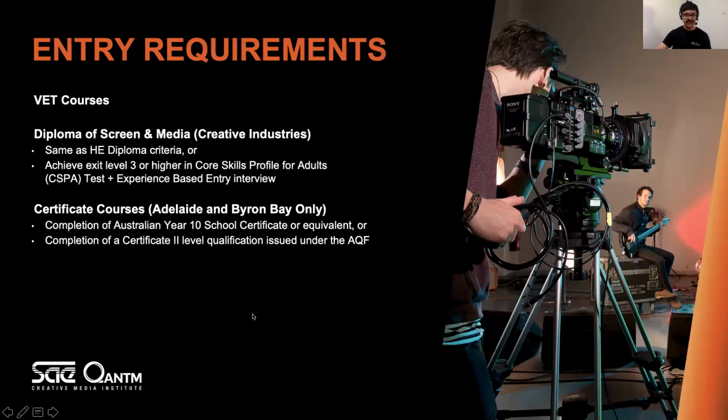For our VET courses, the Diploma of Screen and Media in Creative Industries, our brand new course, has the same entry requirements from an education perspective as the higher education diploma. So completion of Year 12 or an equivalent. You can also achieve an exit level 3 in the core skills profile for adults test. That is an online literacy and numeracy assessment. We can provision for you, we can help you through the process. If you would like to undertake that form of entry, then please get in touch and we'll gladly assist.